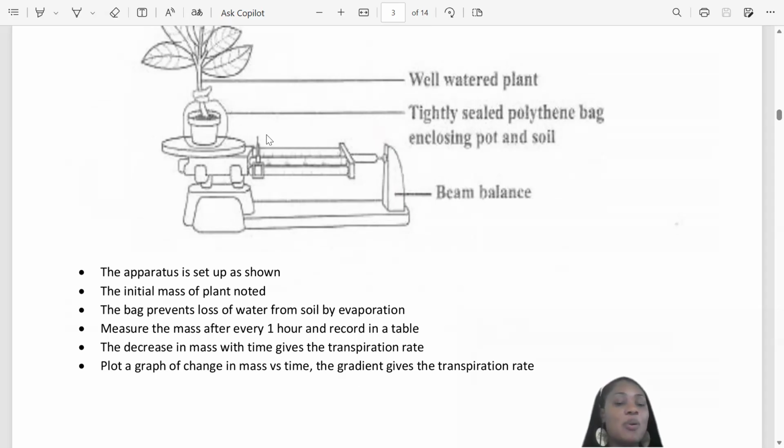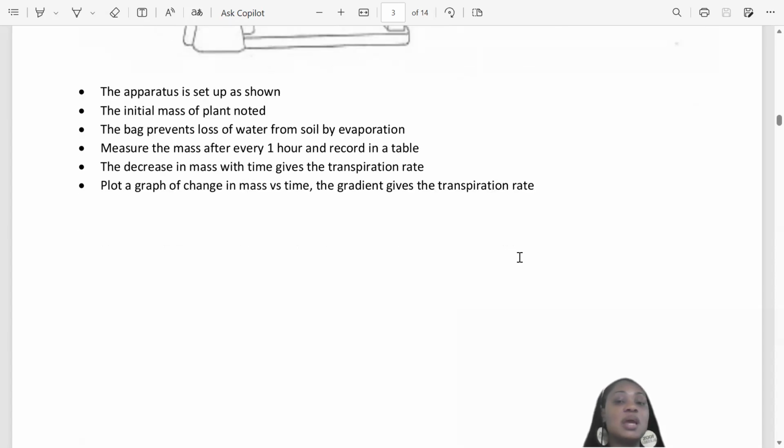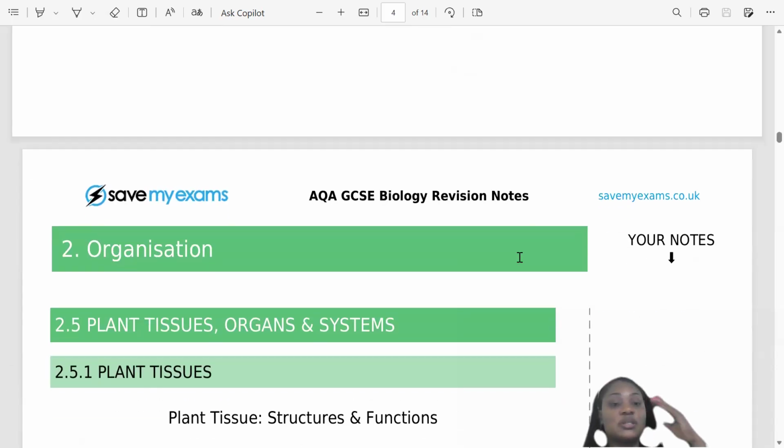So you could set up the apparatus as shown, and the initial mass of the plant can be noted. The bag prevents loss of water from the soil by evaporation. You could measure the mass after every 1 hour and record it in a table. And the decrease in the mass with time gives the transpiration rate. And you can plot a graph of change in mass versus time, and the gradient gives the transpiration rate, right?